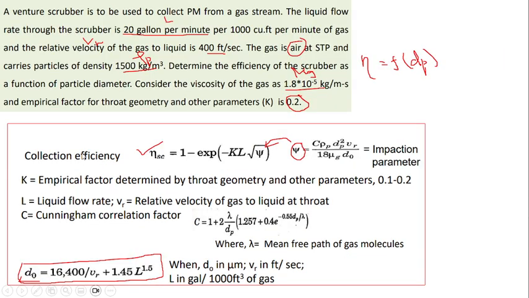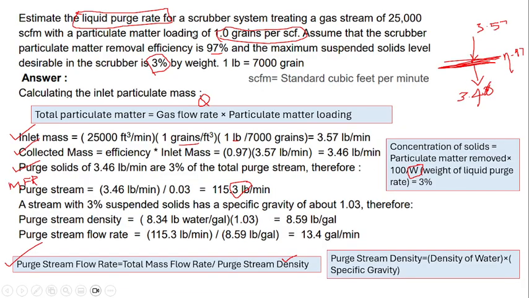And next one is to calculate the liquid purge rate. Here they have given the weight fractions. So the formula is to calculate the mass flow rate and divide it by the density to calculate the liquid flow rate. To arrive at the mass flow rate, initially you calculate how much amount of solids there are in the purge stream, and then we calculate the mass flow rate.